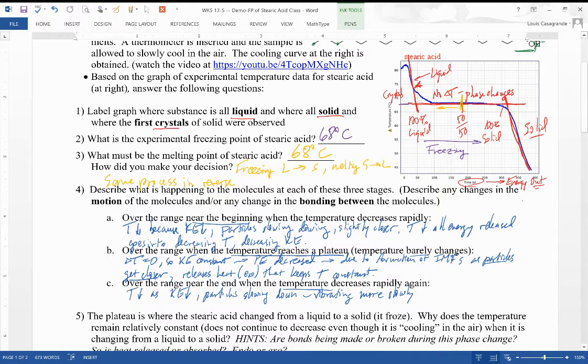They're vibrating more slowly. And again, we get this delta T when there's no phase change. And as in letter A, all the released energy goes into decreasing that temperature. So this cooling curve packs a lot of information into it.